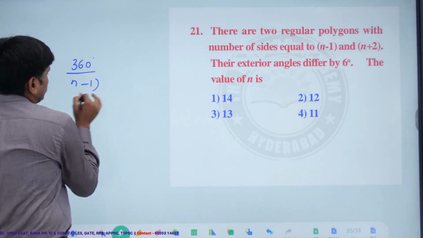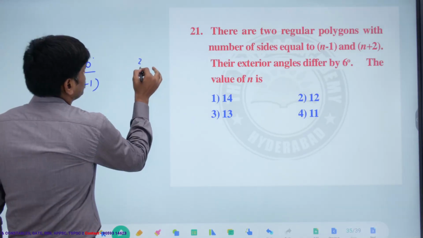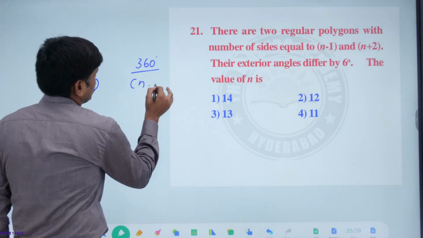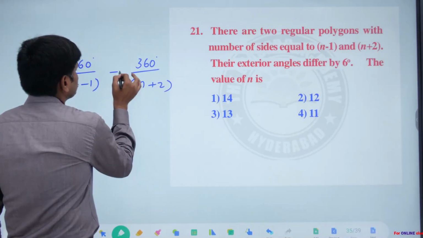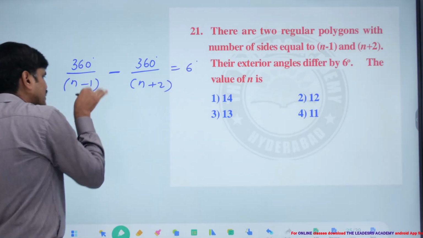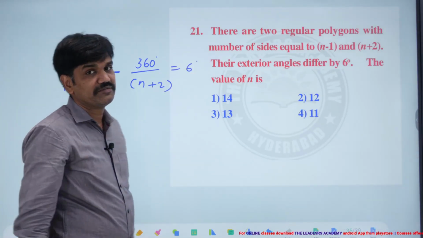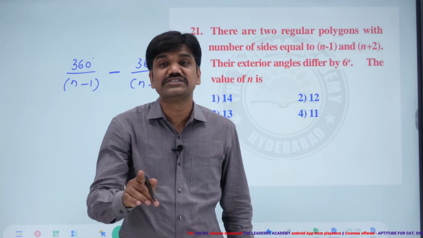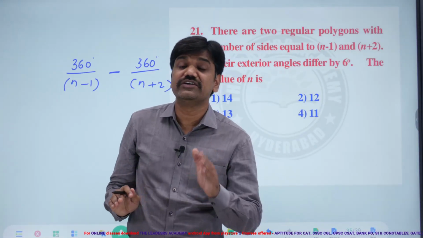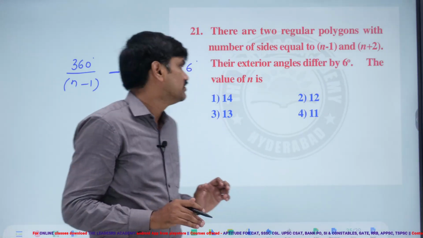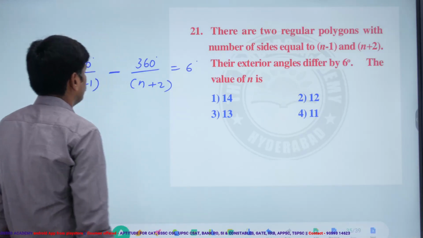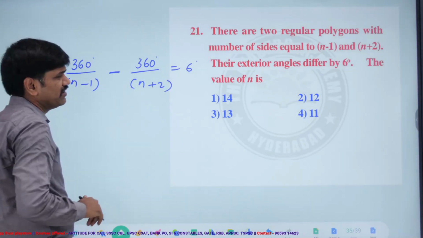This is the exterior angle in the first case. Exterior angle in the second case would be 360 degrees by number of sides, which is n plus 2. Each exterior angle is differing by how much? 6 degrees. Solving this we can get the value of n. But I don't recommend you to do that because it will become a quadratic equation. Instead, go ahead with the options. How, sir? Check. If you put n equal to 14, you can just check easily.